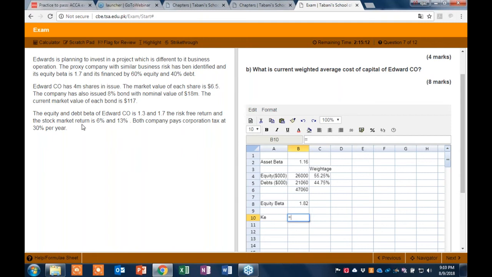The risk-free rate of return of the stock market is 6%, 0.06, plus the adjusted equity beta, into market return, which is 13%, minus the risk-free rate of return, which is 6%. So it's 18.71%.